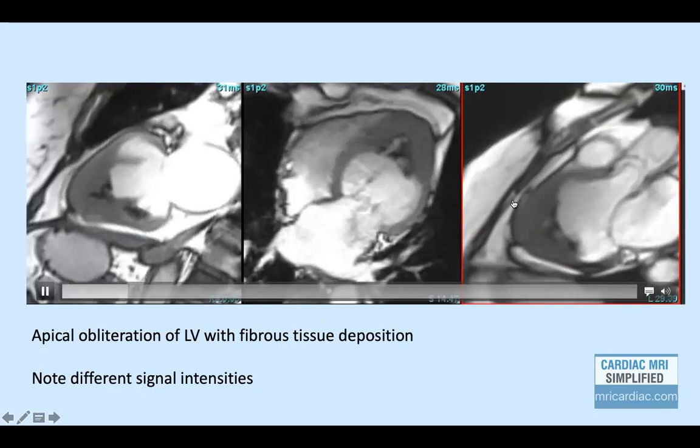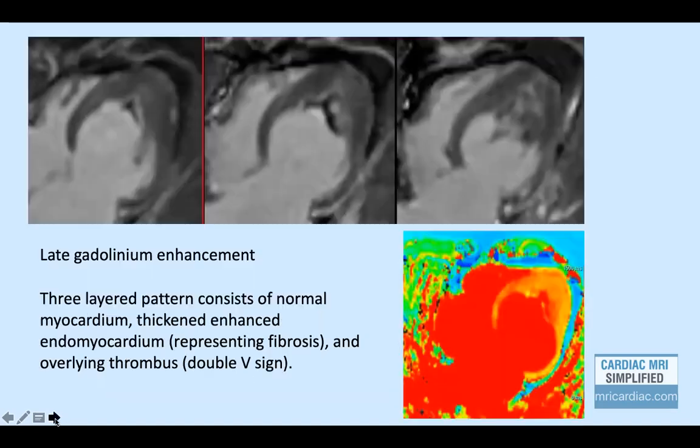Again, long axis view, as we can see over here, there is apical obliteration only of the left ventricle with fibrous tissue deposition. And also note the difference in signal intensity of this thrombus. Late gadolinium enhancement shows the presence of a layered thrombus along with normal myocardium, then thickened enhanced endomyocardium, and the hypointense signal remains dark even on LGE images. All these features are suggestive of endomyocardial fibrosis.